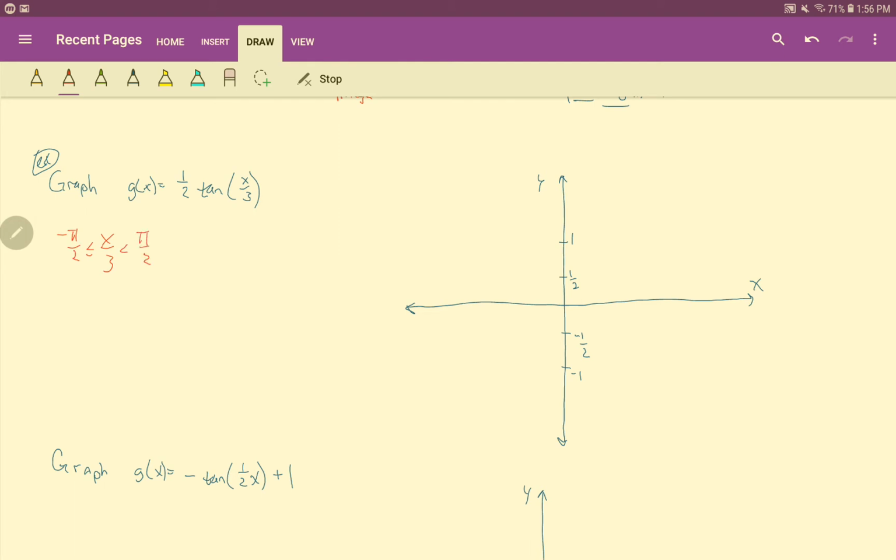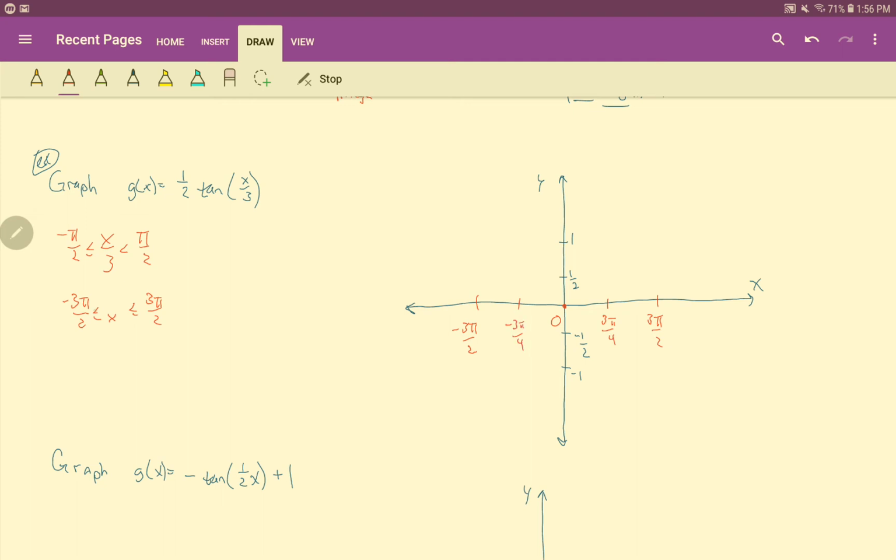Tangent has a different period. Now we just solve like we normally would. We'll multiply both sides by 3 and get negative 3 pi over 2 and 3 pi over 2. So I'm just going to go out to negative 3 pi over 2 over here, and 3 pi over 2 over here. And again, you want to find the midpoint, so that's easy, it's 0, and the quarter points. Halfway between 3 pi over 2 and 0 is going to be 3 pi over 4. Halfway between negative 3 pi over 2 and 0 is negative 3 pi over 4.